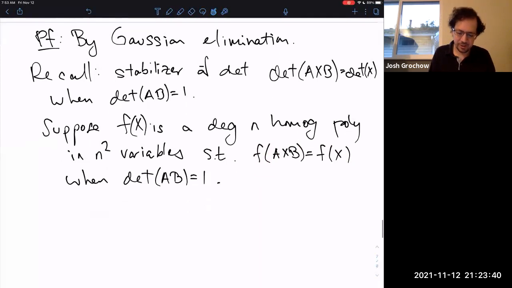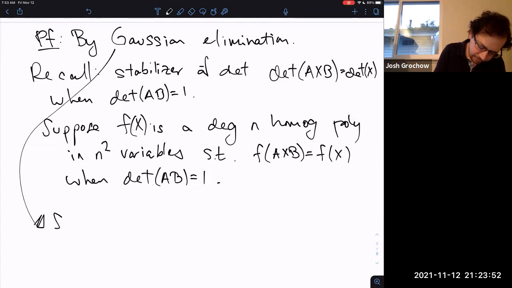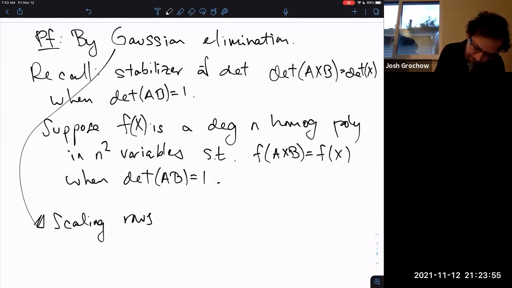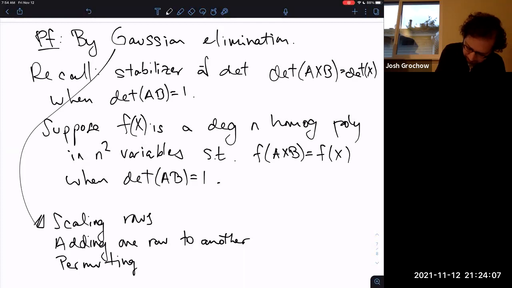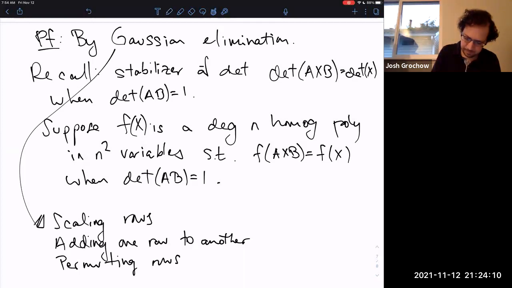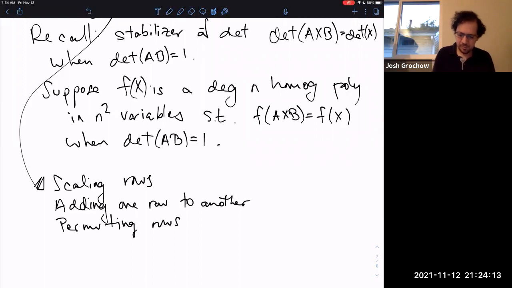So the point is, if f has these symmetries, you can start using A and B to do Gaussian elimination on X. So what are the steps of Gaussian elimination? I'm not going to go through the whole thing, but it involves scaling rows, adding one row to another, and sometimes permuting rows. But all of these things can be achieved using invertible A here.